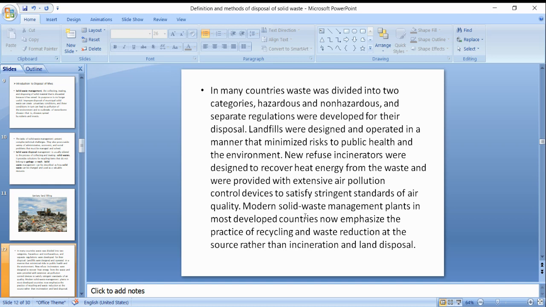Modern solid waste management plans in most developed countries now emphasize the practice of recycling, so that we are not directly putting waste on the land. Earlier, they used to dump the waste directly on the land, so that the land was polluted, and the water sources below it were also getting polluted. And if it is burned, it creates air pollution.